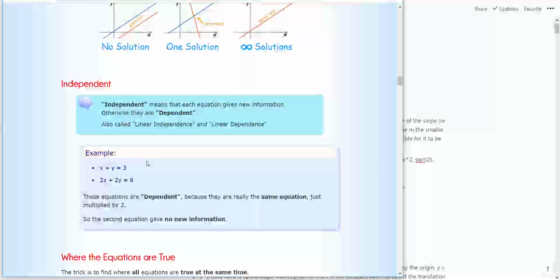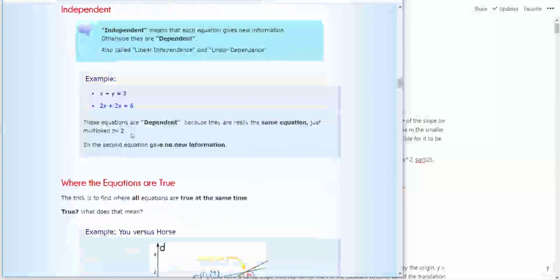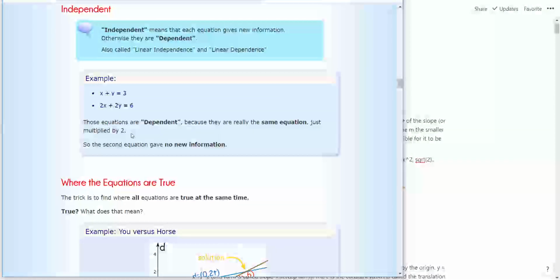Y would equal minus x, and this one minus x over 2. It's not the same slope, but if we multiply this by 2, we could have the same slope. It's really the same equation, just multiplied by 2. When we multiply by 2, we have many solutions. The second equation gives us no new information.